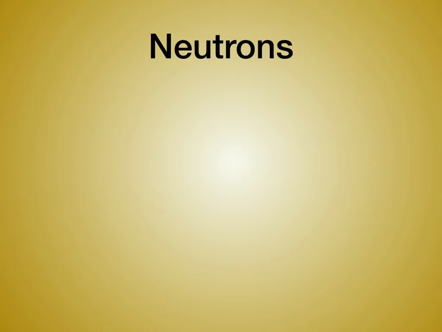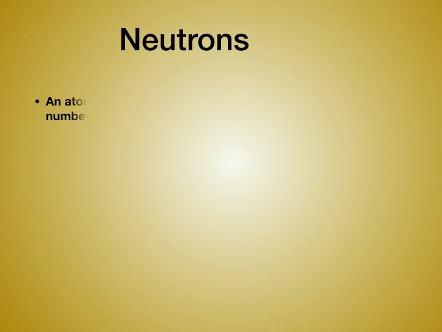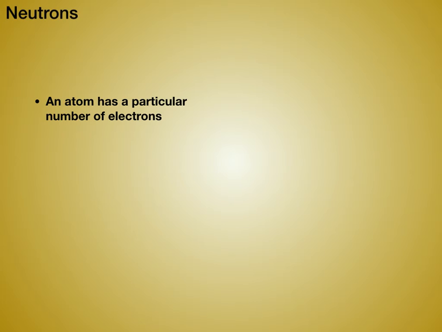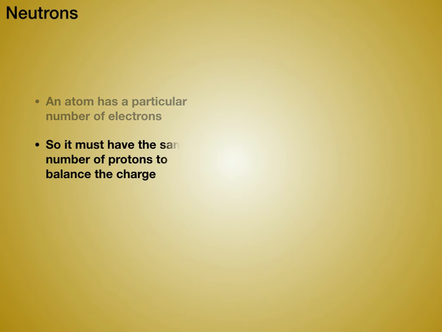But that's not the end of the story as far as the nucleus is concerned. Each atom has a certain number of electrons, right? For each electron, there must be a proton in the nucleus to balance the charge. So, take a hydrogen atom. It has 1 negatively charged electron orbiting the nucleus. So there must be 1 positively charged proton to balance the charge.